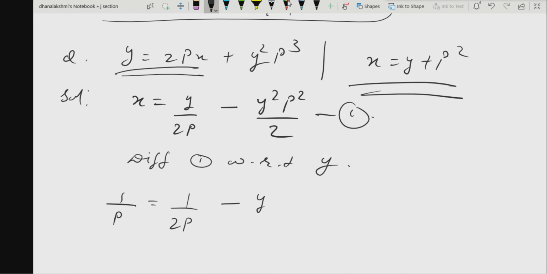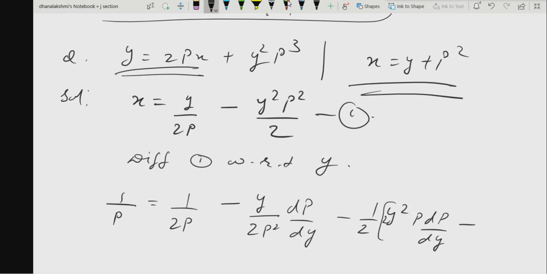It will be minus 1 by 2p square dp by dy. Then again minus 1 by 2 as it is, you differentiate these two things, y square into p square. y square as it is, for p square you will get 2p dp by dy, then plus p square as it is, for y square you will get 2y. Is it or not?